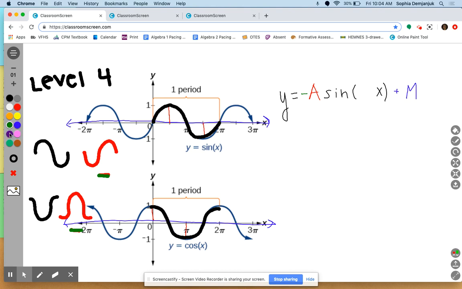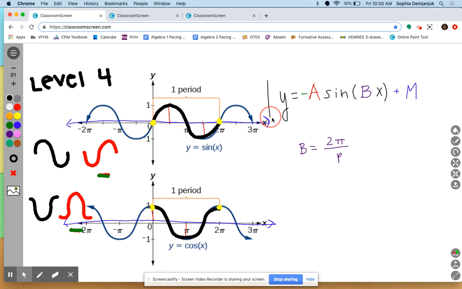And then the last thing that we're going to be looking for is a change in the period. You can see in both of these parent functions, it took from 0 to 2 pi to complete that cycle. Same thing down here, from 0 to 2 pi to complete the cycle. If that is not the case, we are going to put a b value in our equation. The way that we can find that b value is b equals 2 pi divided by whatever our period is in our graph.